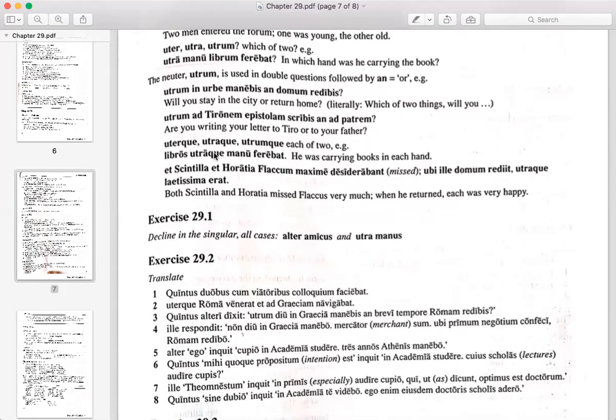Again, remember that que is going to be indeclinable. Your ending is going to change that letter before the que part. And that's why utra agrees with manu, again, because manu is feminine and it's going to be ablative. He was carrying books in each hand.